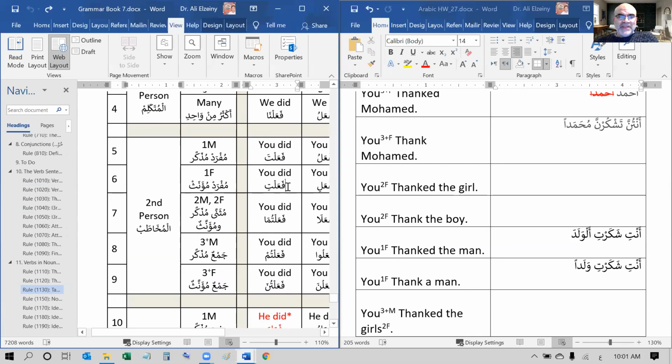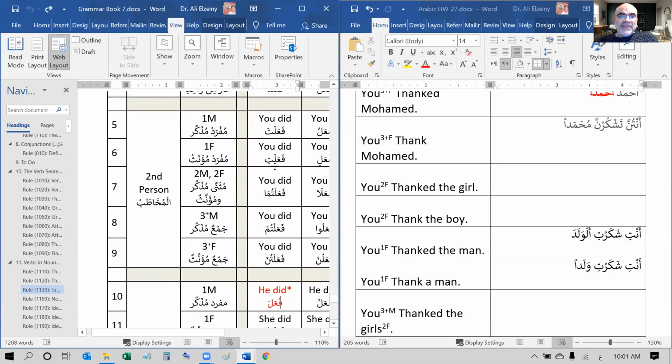Here, فعلتي. And this is thanked, it's a past tense, so it's column 3 here. فعل becomes فعلتي. So that's why شكر becomes شكرتي. Because فعل becomes فعلتي. So شكر becomes شكرتي.